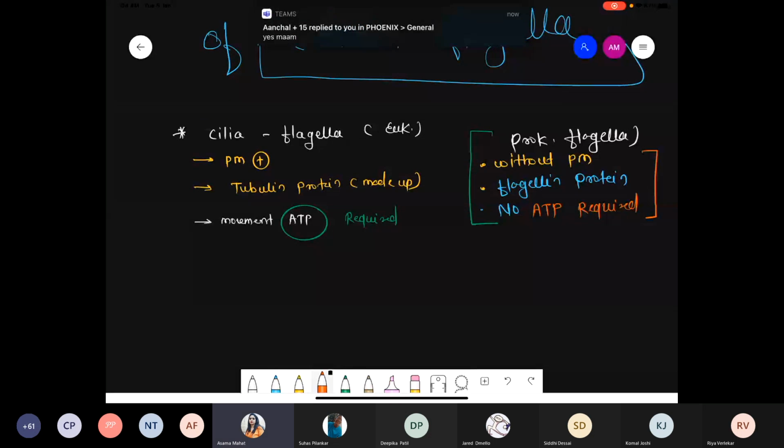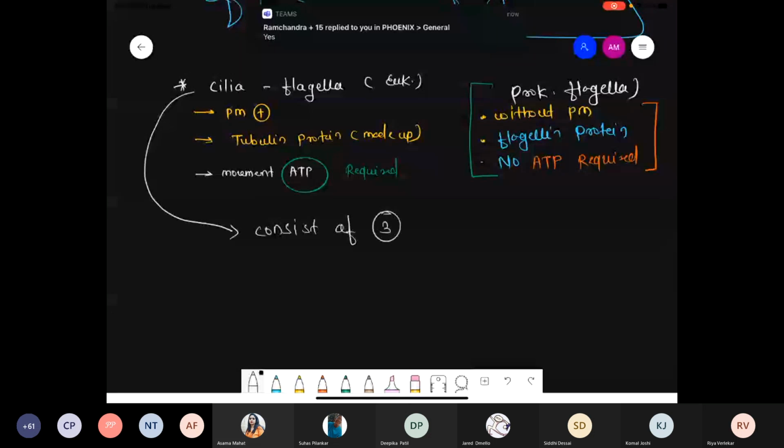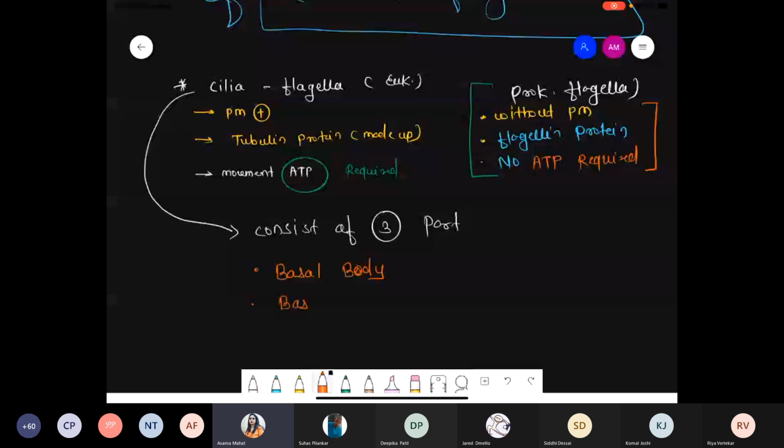Okay, now we are talking about cilia as well as the flagella. Both consist of three parts. Number one, basal body. Number two, basal plate. And number three, shaft. So these are the three parts associated with eukaryotic cilia and flagella.